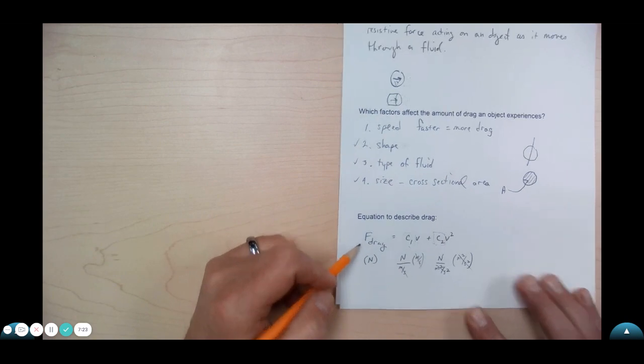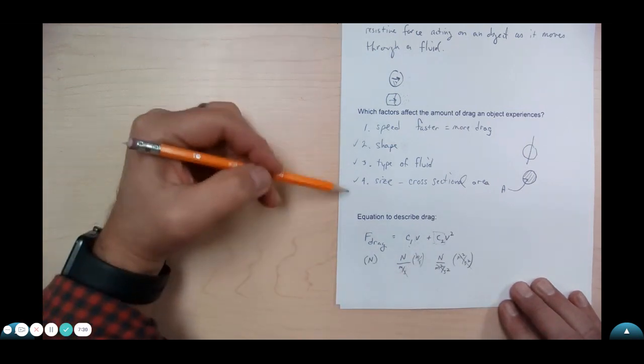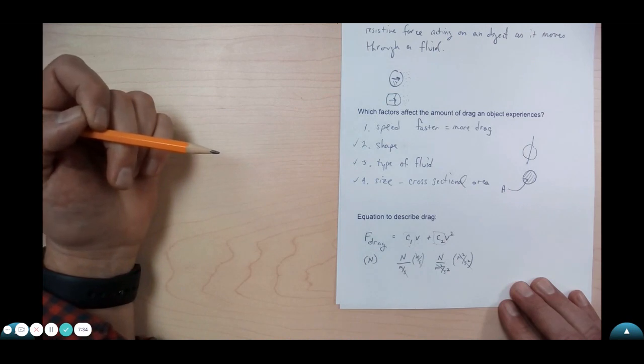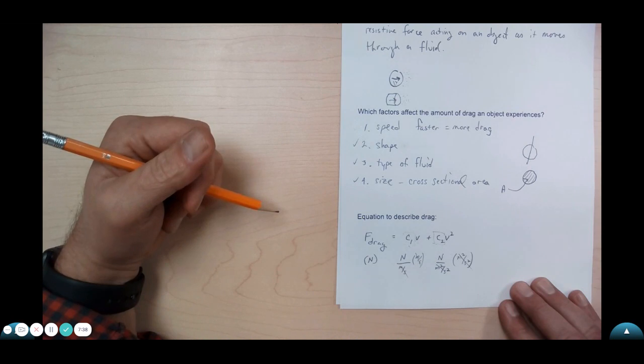Now the nice thing is you don't really have to do much with this equation in AP Physics. You just have to understand the basics of how drag works and the factors that do affect the amount of drag. These are pretty intuitive, so the things that you have to do with drag in AP Physics aren't very big.